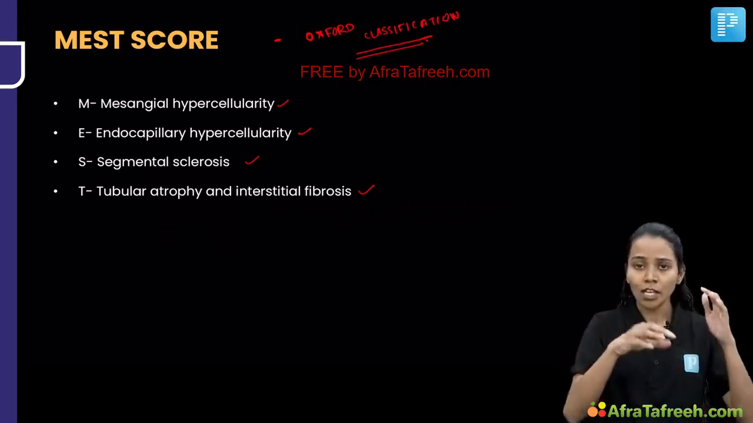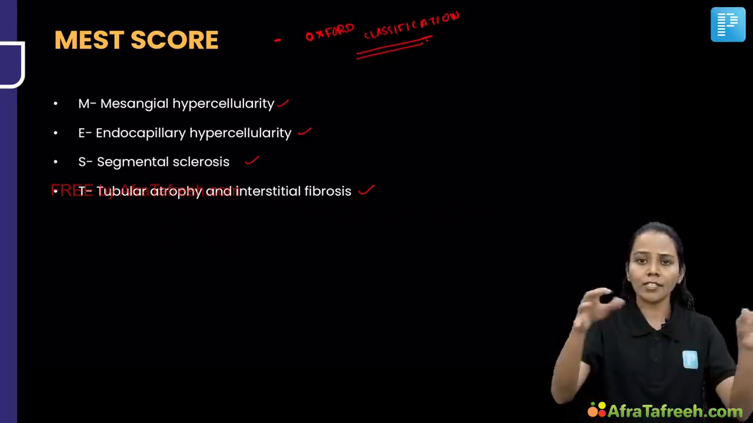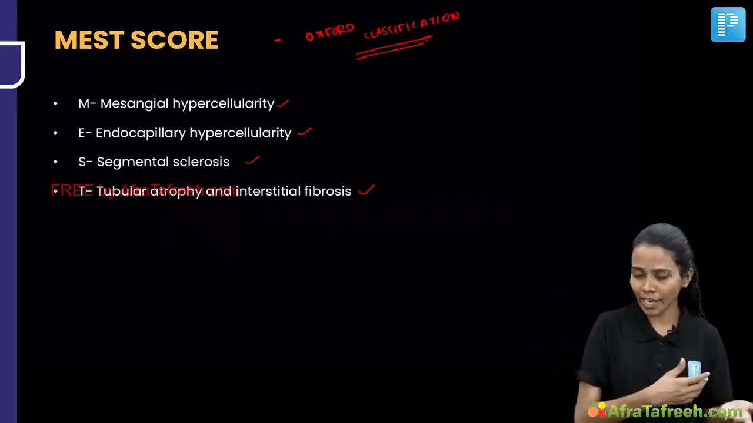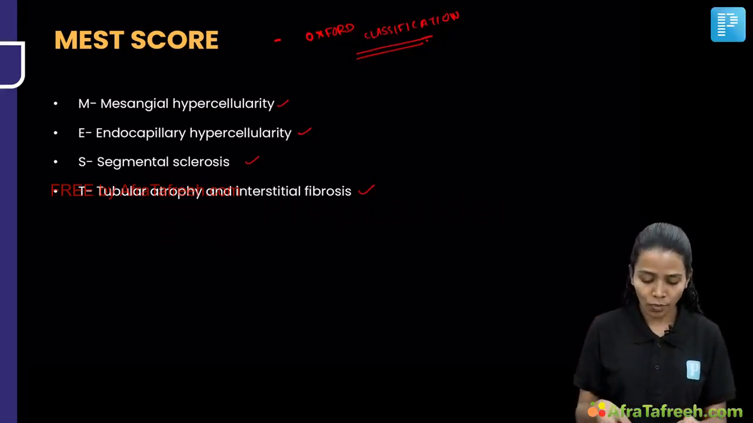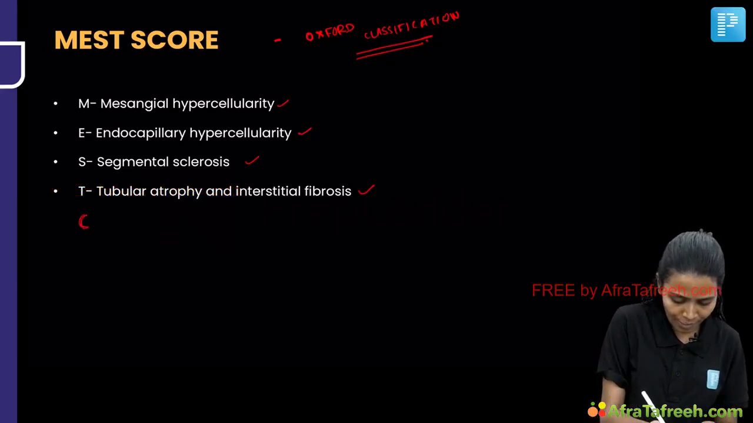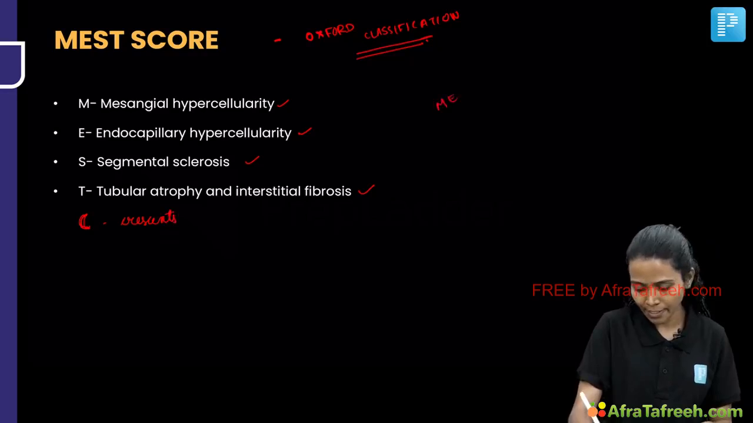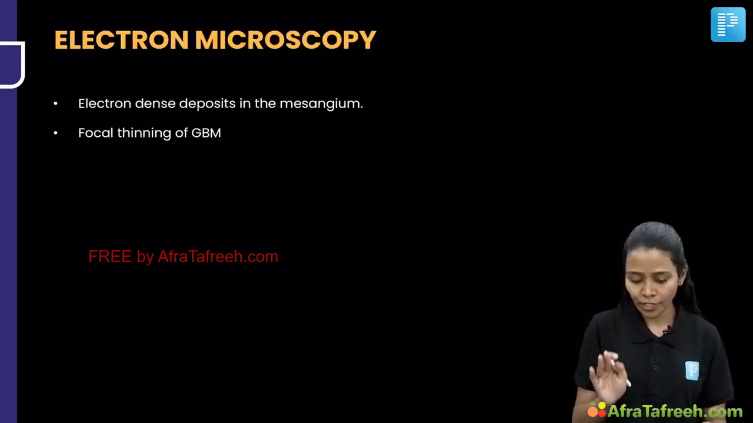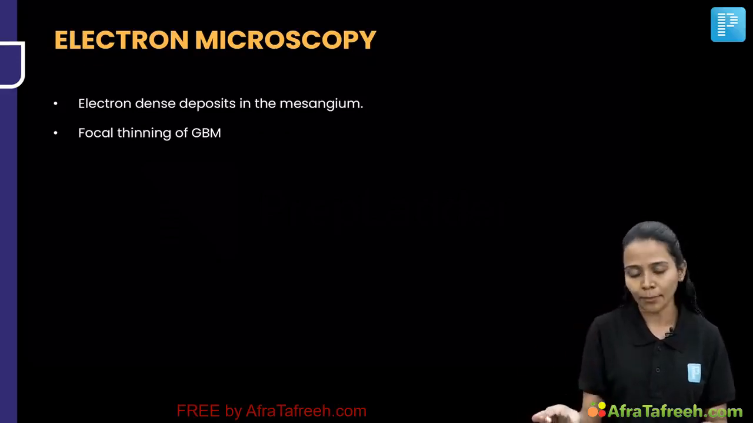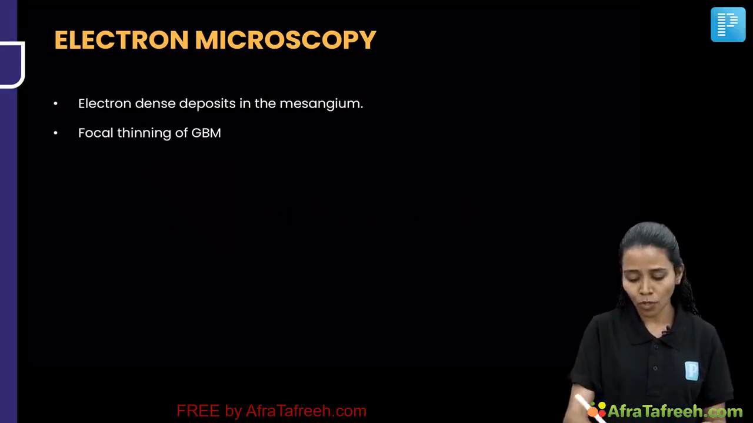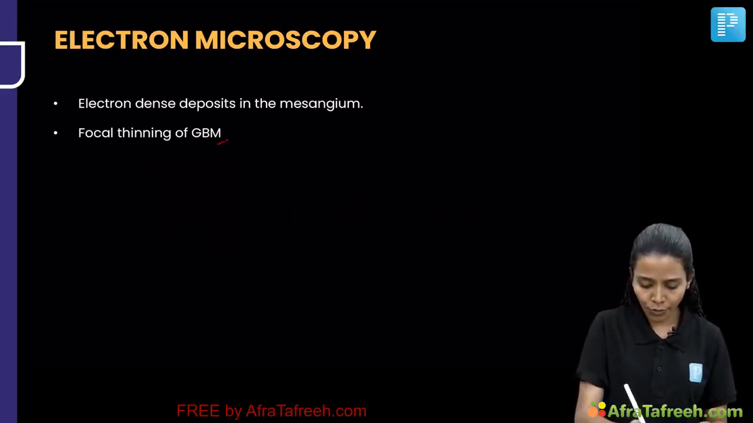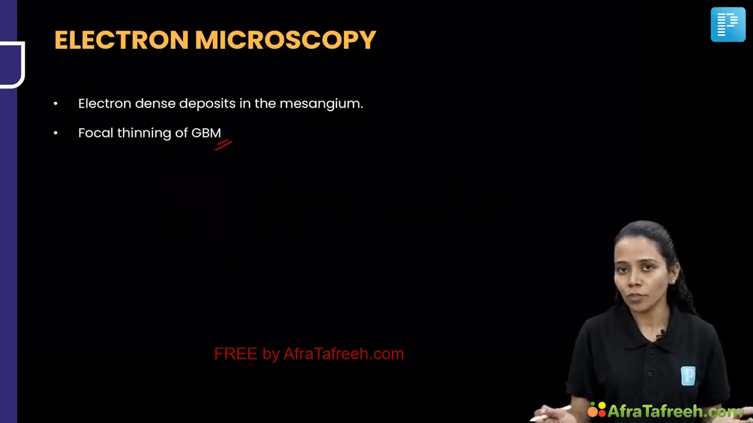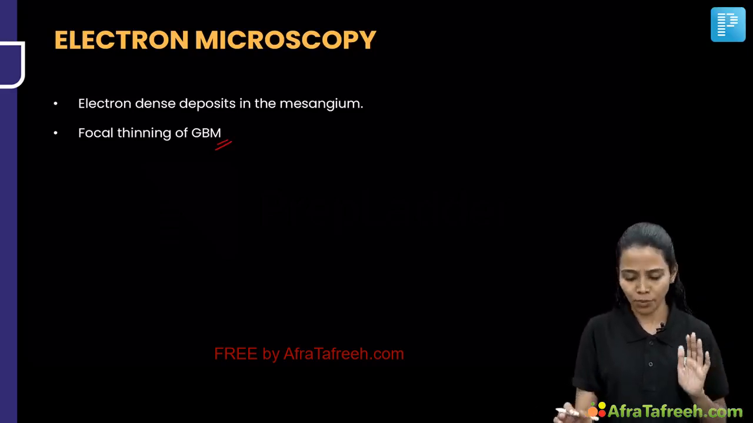So segmental sclerosis. Once the glomerulus gets sclerosed, the surrounding tubular area undergoes atrophy and there's going to be interstitial fibrosis. Now there was another addition to this, that is C, like you can guess, C is crescents. Okay, so it came to be known as the MEST-C score. So it is important in prognostication of the patient. And in electron microscopy, you're going to see electron dense deposits, that is nothing but antibodies in the mesangium. And there can be focal thinning of GBM. Now again, this you are going to see in thin basement membrane nephropathy, where there's going to be focal thinning and there can be some hematuria.